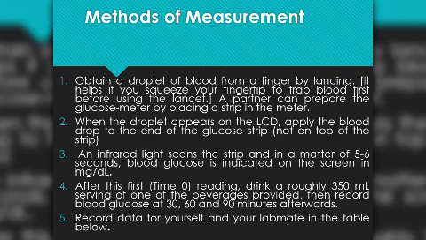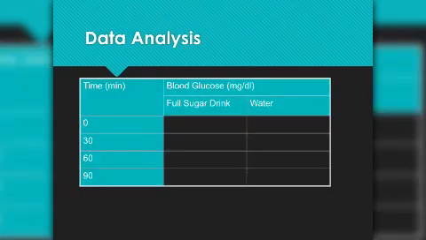After this first reading, drink a roughly 350 ml serving of one of the beverages provided, then record blood glucose at 30, 60, and 90 minutes afterwards. Record data for yourself and your lab mate in the table below. And this is the data analyzing table to check the OGTT.